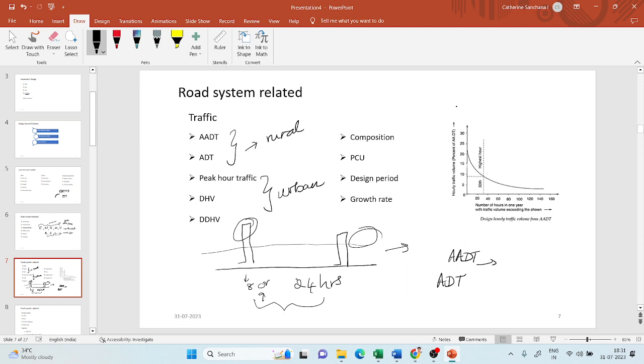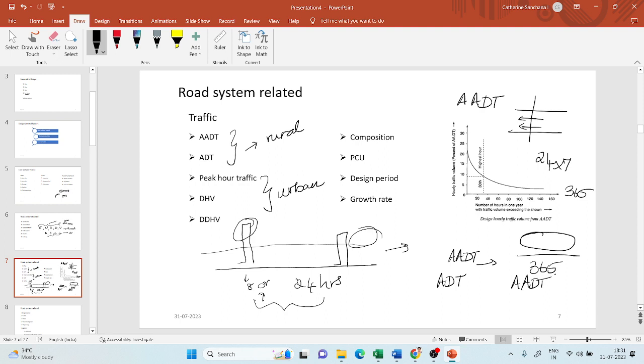So, average annual daily traffic is obtained by choosing a section of the road and taking the traffic count across this section of the road. So you stand here and you collect the traffic count. You count the number of vehicles for all the hours, 24 by 7, so all throughout the day for 365 days. You get the total amount of traffic, and you divide it by 365. This you will call annual average daily traffic.